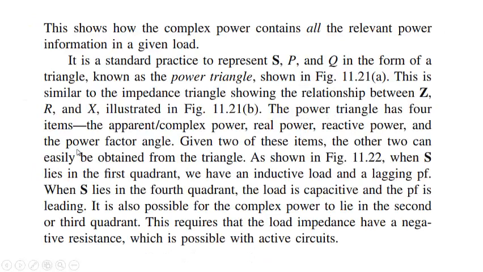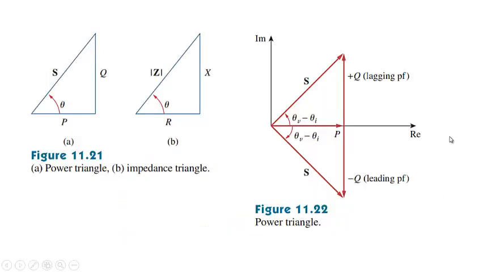The power triangle has 4 items: apparent or complex power, real power, reactive power, and power factor. As I told in the beginning, it has 4 pieces of information hidden inside it. Given 2 items, the other 2 can be obtained from the triangle. When S lies in the first quadrant, we have the inductive load and lagging power factor. This is also very important. This is the first quadrant.